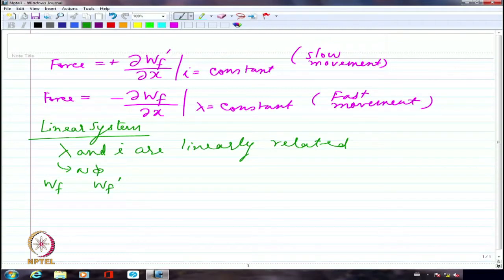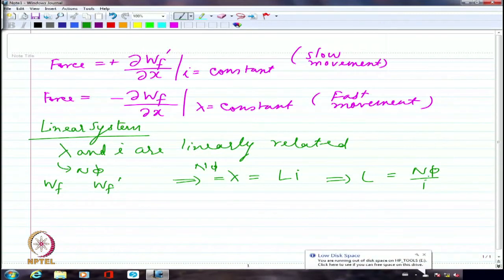So if it is a linear system, we are essentially saying that lambda equals Li. Already we said lambda is equal to N phi, there is no change in that, but we are also writing N phi equal to Li. Because of which, we take L as N phi by i, rather than N times d phi by di. That's what we take as the inductance.